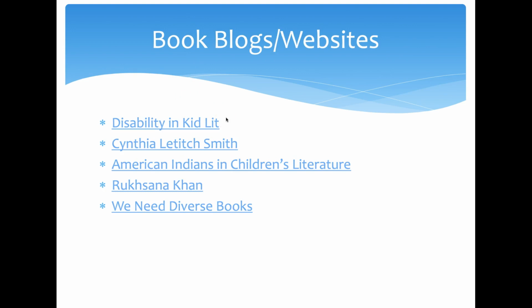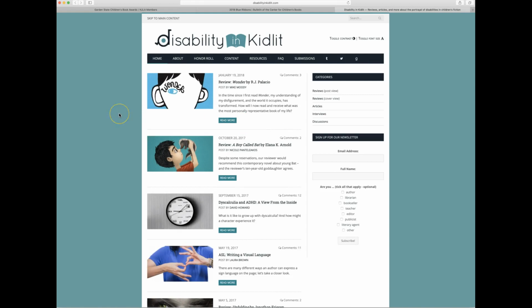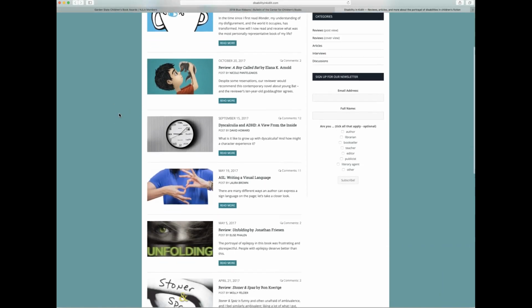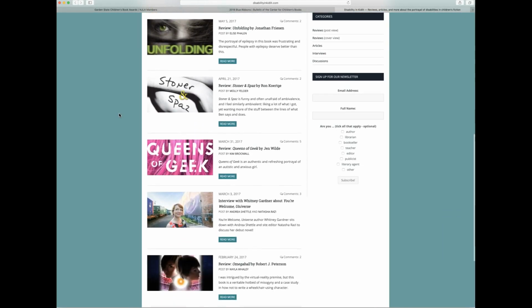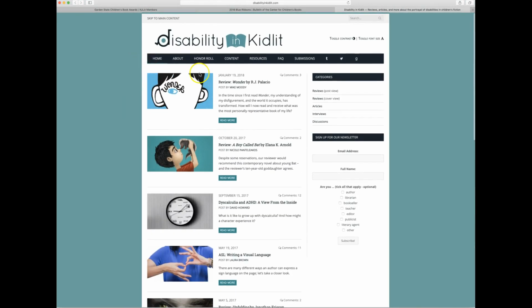There's some great book blogs or websites that can be useful in keeping up with children's literature and YA literature. I like this one a lot, Disability in Kidlit. It has reviews. It's not updated. It doesn't have a ton of reviews. Just looking at these, it hasn't been updated in a while, but the reviews that they have are really wonderful because they're written about books that have characters with disability in them.